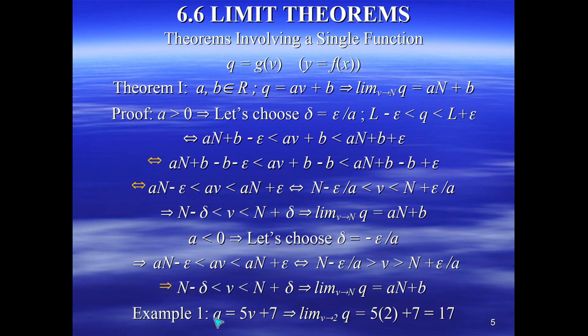So our example 1 is q equals 5v plus 7, 5 times v plus 7. What is its limit when v goes to 2? Very simple. We just replace v by 2. 5 times 2 plus 7, which is 10 plus 7, 17. You see, very easy.